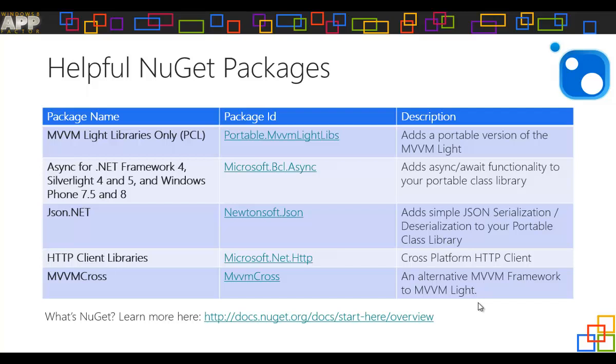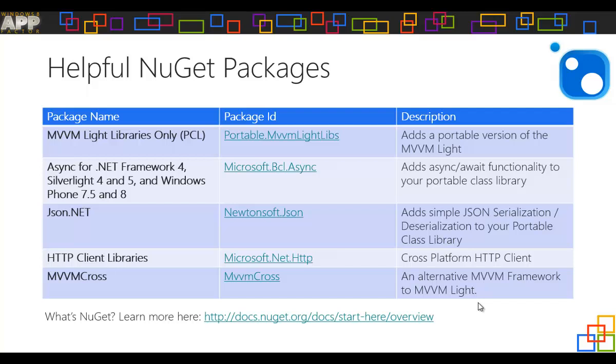So there are some helpful NuGet packages that you'll want to use inside these portable class library and platform-specific projects. There's MVVM Light Libraries Only, PCL, a portable version of the MVVM Light library. There's Async for .NET Framework 4, Silverlight 4 and 5, and Windows Phone 7.5 and 8, which gives you async and await functionality in your portable class libraries that target those frameworks. Newtonsoft.Json is a great JSON serialization and deserialization library for working with JSON data, and it is portable.